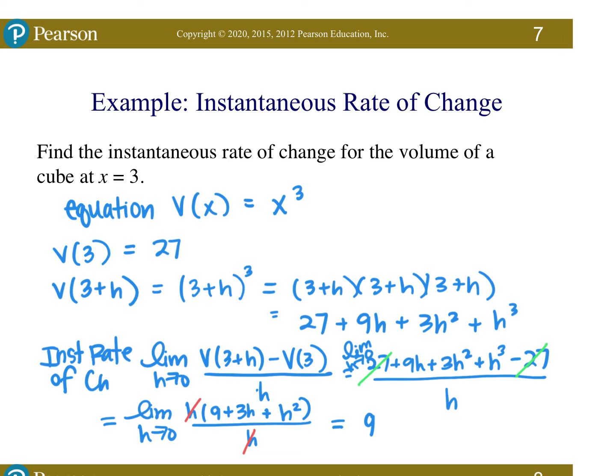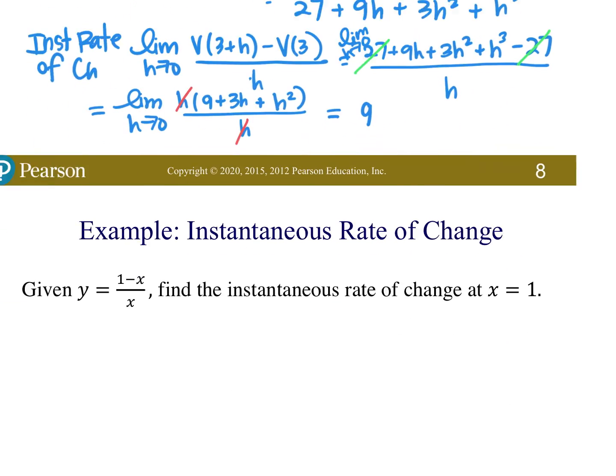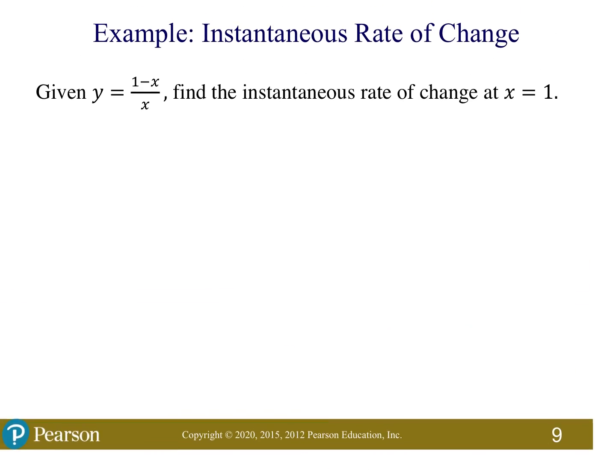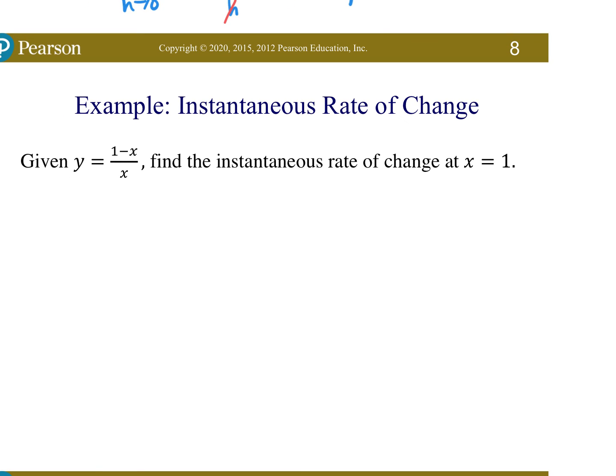Will it ever be 9 again? No. Okay, it will never be 9 again. It's only 9 at this instant. Okay, here's our last algebraic one. Find the instantaneous rate of change at 1. It's usually the algebra that's going to mess people up. It's not usually any of the reducing or things like that.